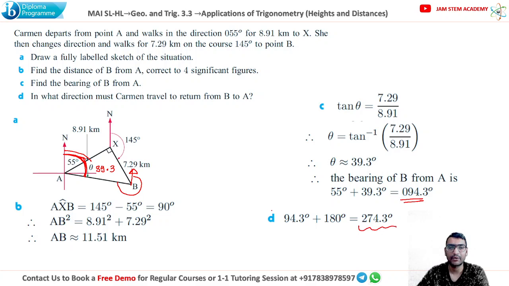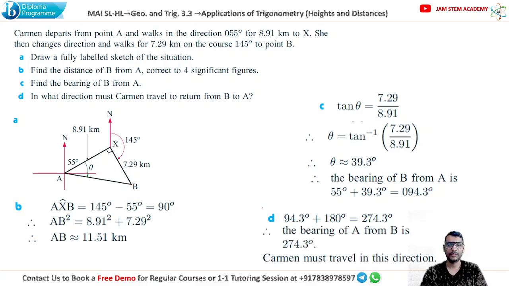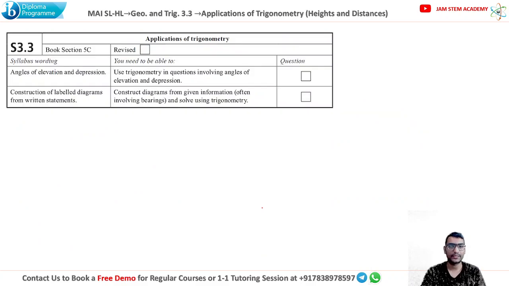So in this way, we can calculate the bearing angle and missing side lengths, even if it is a right angle triangle or not. Bearing angles are complete. So that's it for today, and we have covered applications of trigonometry for finding heights and distances, as well as constructing the diagram and finding the bearing angles.